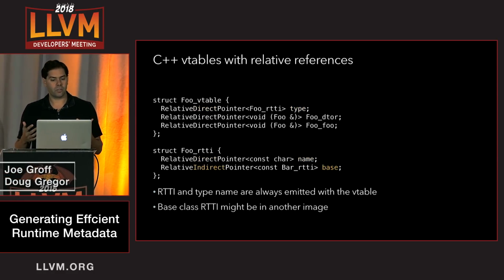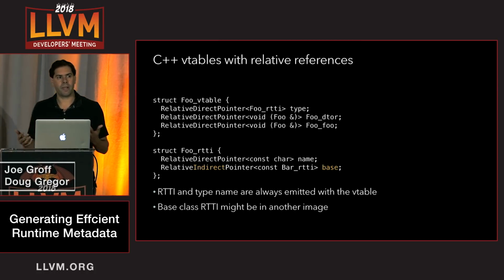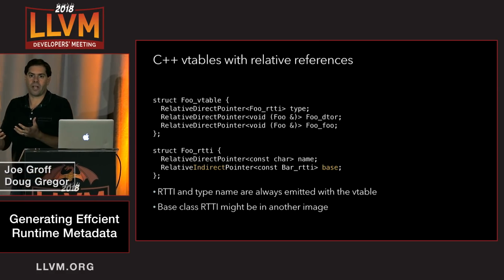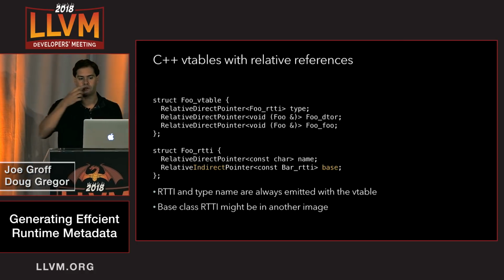Now, on the other hand, with the base class, we're going to use the relative indirect pointer, because it's a pretty common pattern to write a class in your own program that is a subclass of some class that's defined in another shared library that you're going to link in. And we have to deal with these cross-image references.